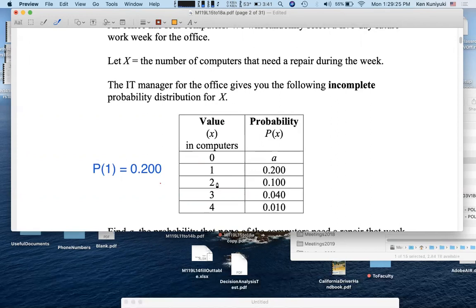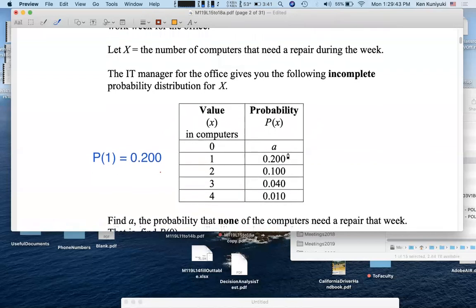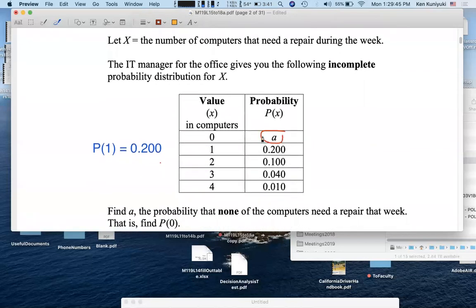Likewise, the probability of two computers needing a repair is 10% or 0.1. The probability of three computers needing a repair is 4% or 0.04. The probability of all four computers needing a repair is 1%, 0.01. Your task, find A. That is, find the probability of none of the computers needing a repair, assuming that these other probabilities are accurate. Find A, the probability that none of the computers need a repair that week. Find P of 0. So what would you do?